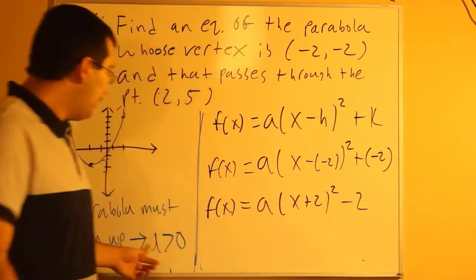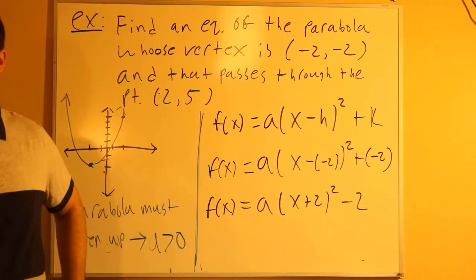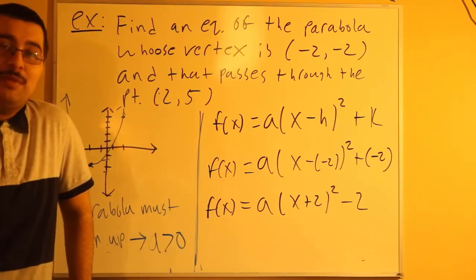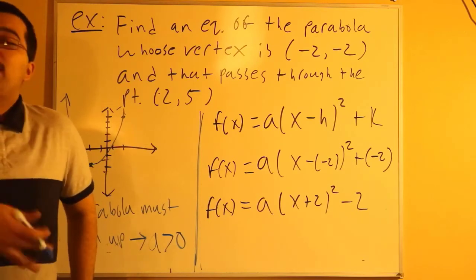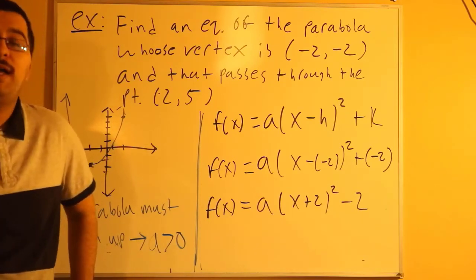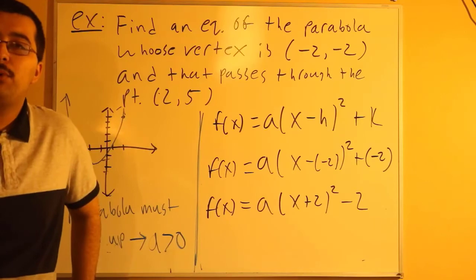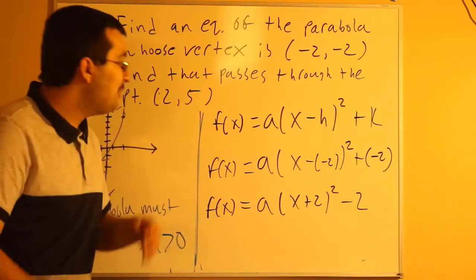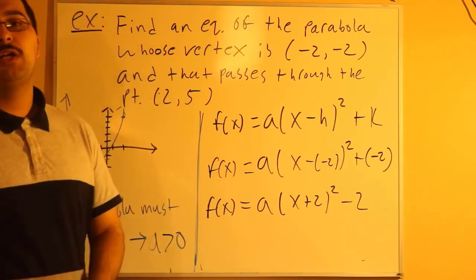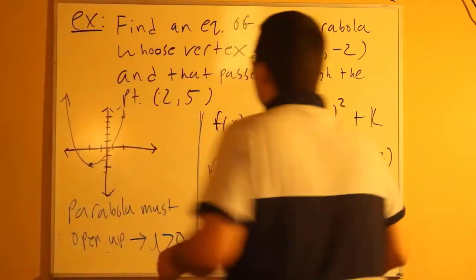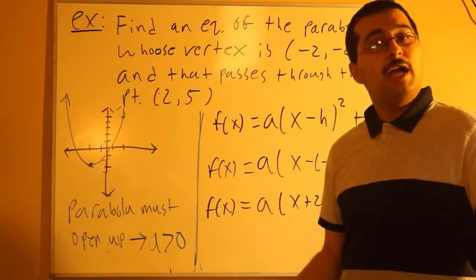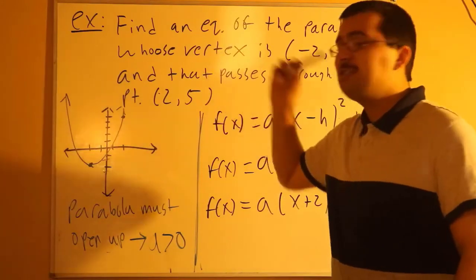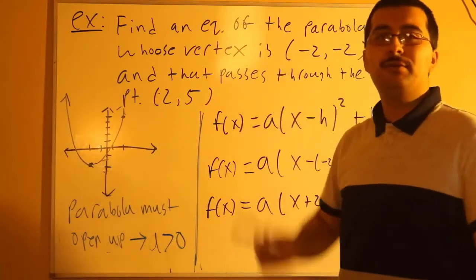At this point, this is where you just need to take a step back and say, well, what did my problem give me? It gave me the vertex, great, and it gave me another point. Well, I've used the vertex. Have I used the other point yet? Well, no, I haven't. What happens if I plug that point in with the equation I currently have? Well, I have (2, 5). All points in the Cartesian plane are (x, y). So that means I have an x value of 2 and a y value of 5.